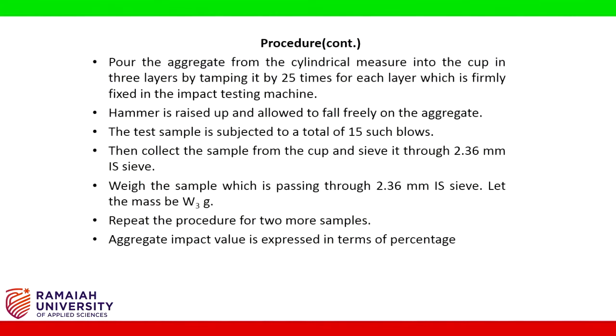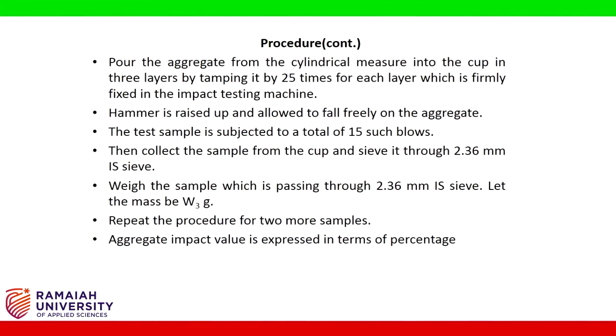Pour the aggregate from the cylindrical measure into the cup in 3 layers by tamping it 5 times for each layer, which is firmly fixed in the impact testing machine. The hammer is raised up and allowed to fall freely on the aggregate. The test sample is subjected to a total of 15 such blows. Then collect the sample from the cup and sieve it through a 2.36 mm IS sieve. Weigh the sample which is passing through the 2.36 mm IS sieve. Let the mass be W3 grams.